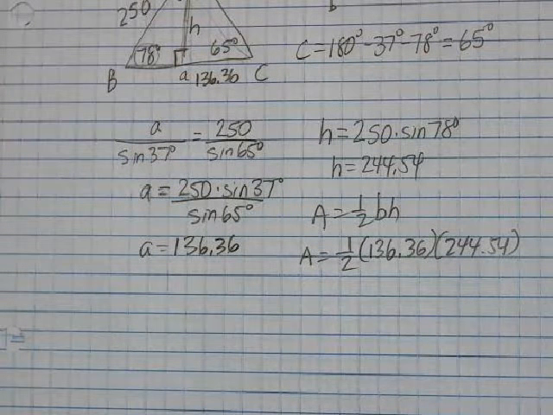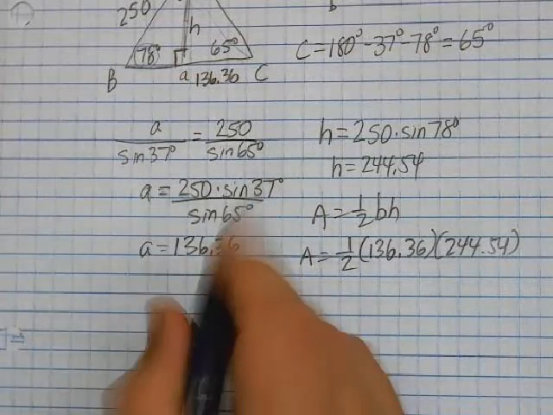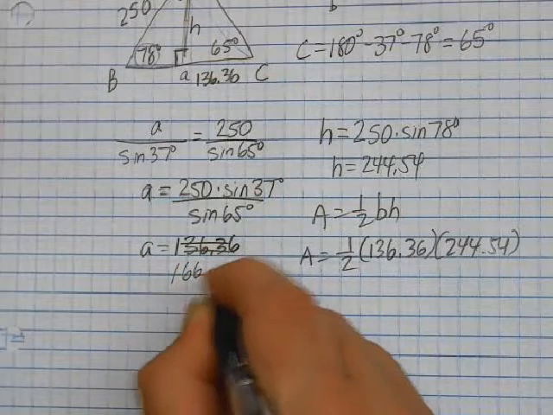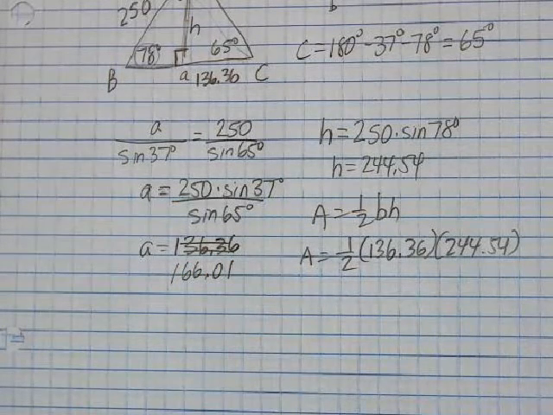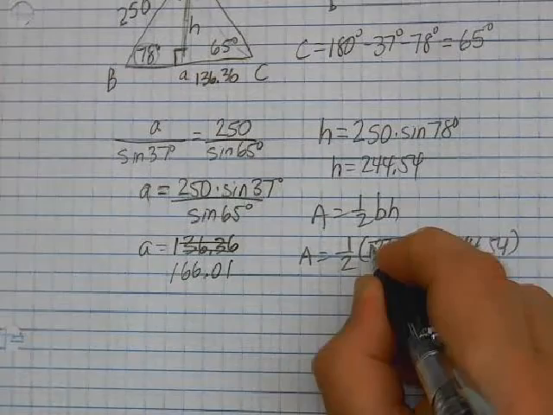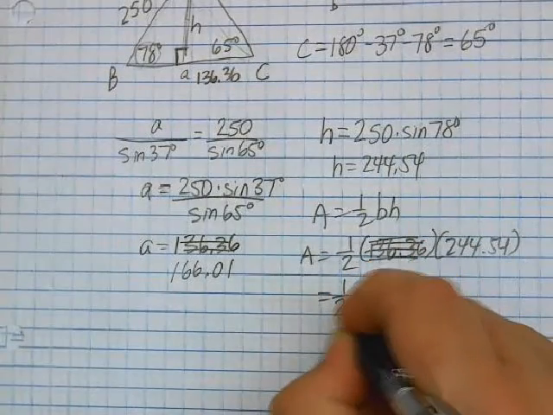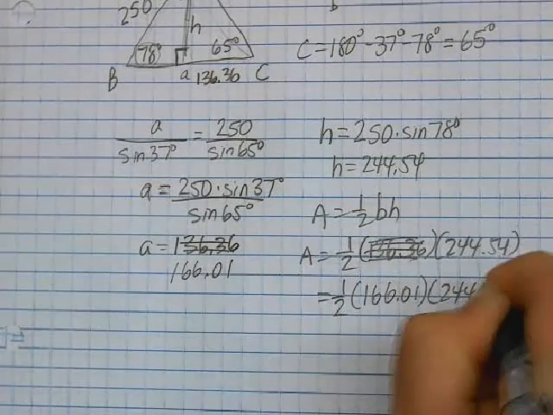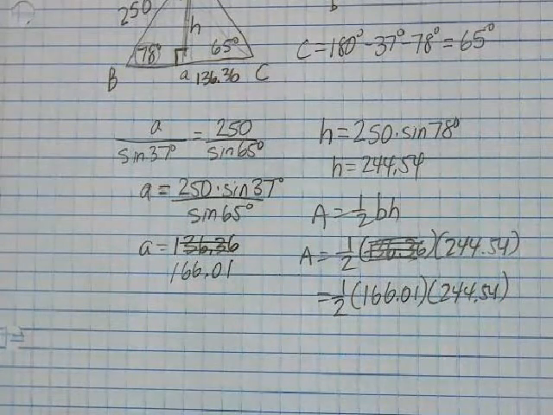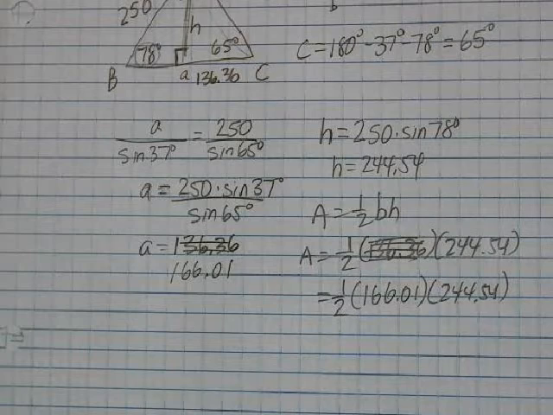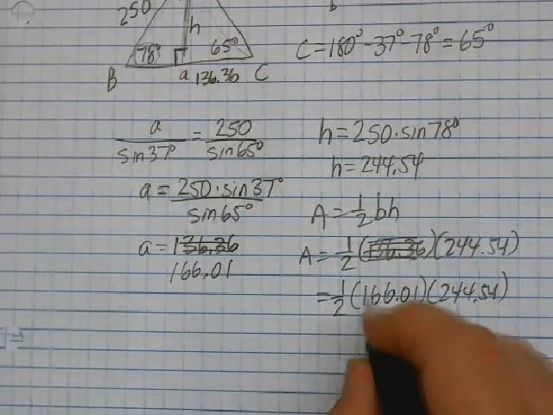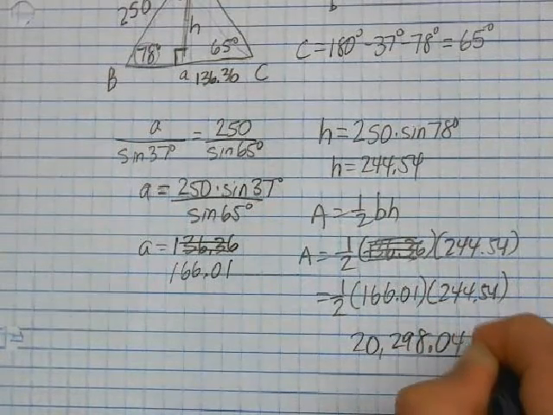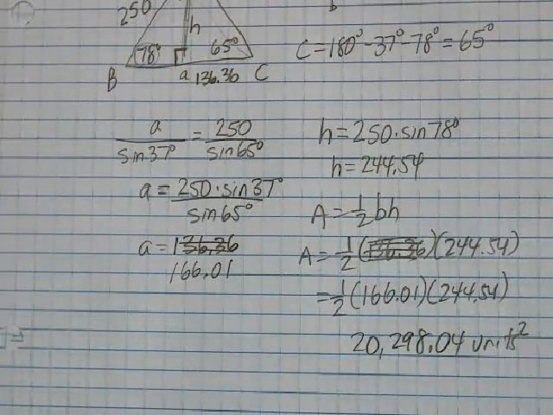Okay, as you were typing along, you probably noticed an error, and I mistyped this in. So this is 136.36. It's actually 166.01. So my apologies. I messed up. Not the first time. So we get 20,298.04 square units.